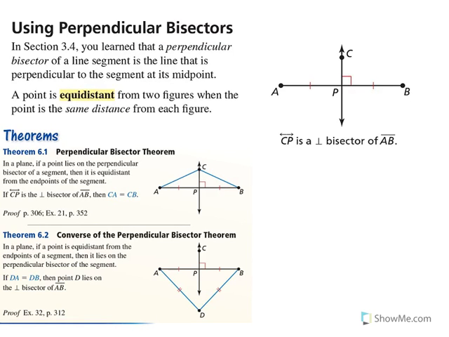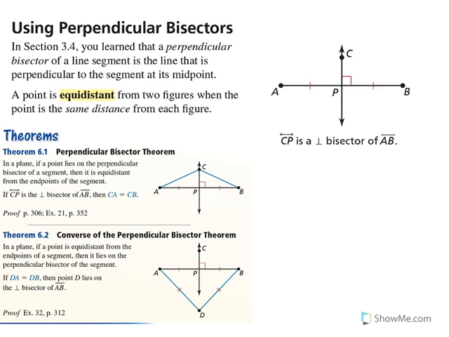So again, we've seen perpendicular bisectors before. We have two new theorems that come off of perpendicular bisectors. So our perpendicular bisector theorem just tells us that in a plane, if a point lies on the perpendicular bisector of the segment, then it is equidistant from the endpoints of the segment. So in this case, the length from A to C and the length from B to C is going to be equal. So if this one was 5, this one would be 5 as well. They're going to be exactly the same.